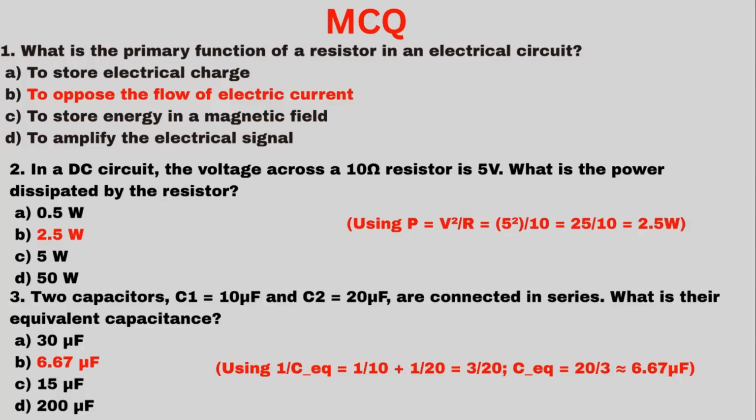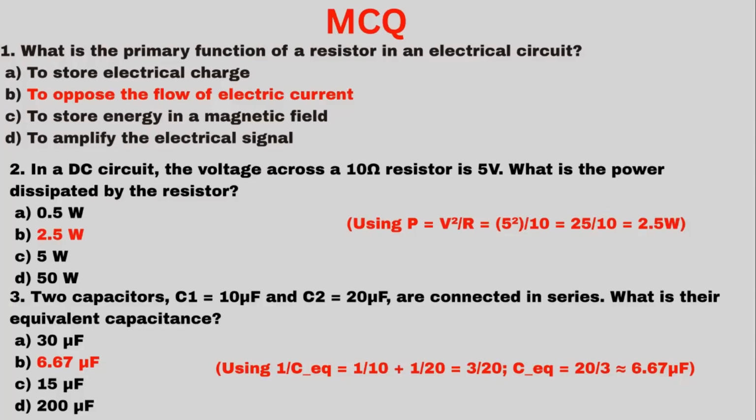The correct answer is it opposes the flow of electrical current. Just now we have discussed that is the definition, right? Okay, so that should be your answer. Second number, in a DC circuit, the voltage across a 10 ohm resistor is 5 volt. What is the power dissipated by the resistor?